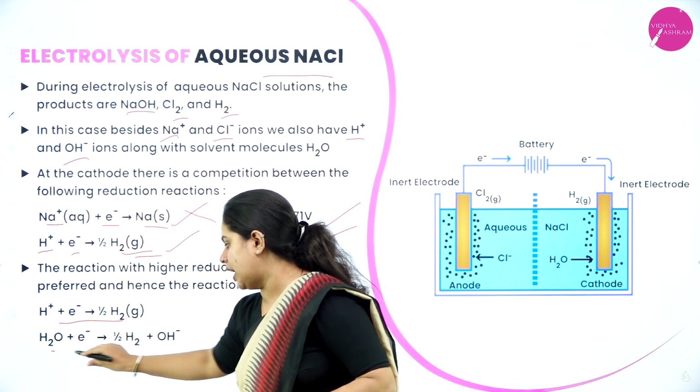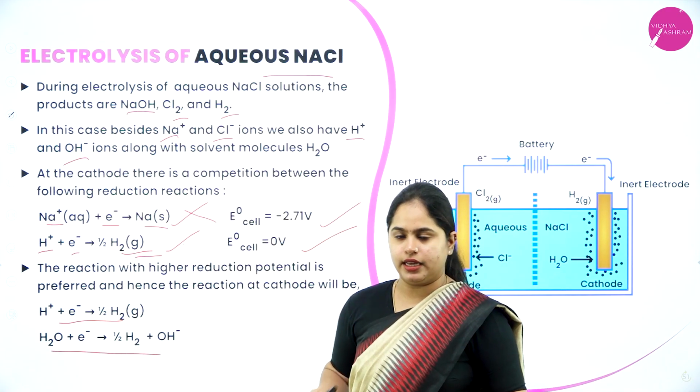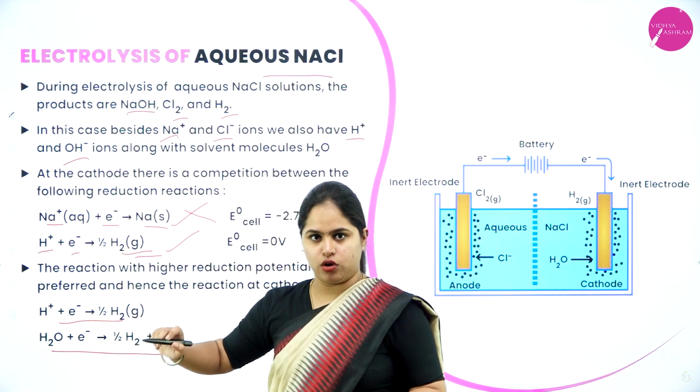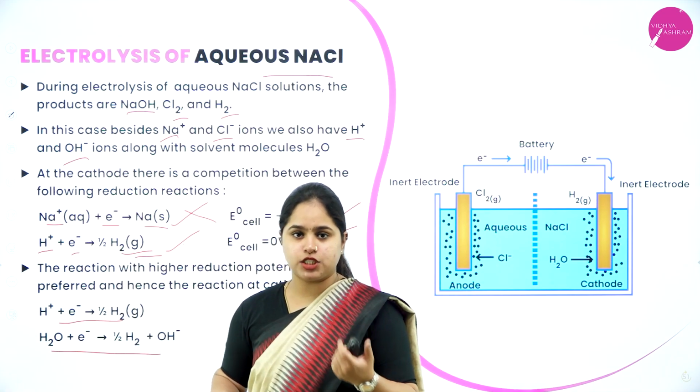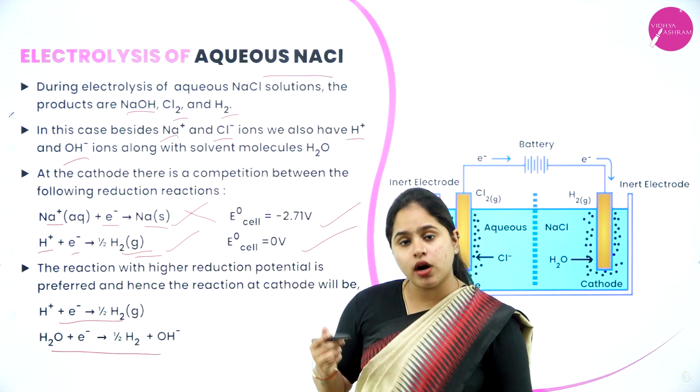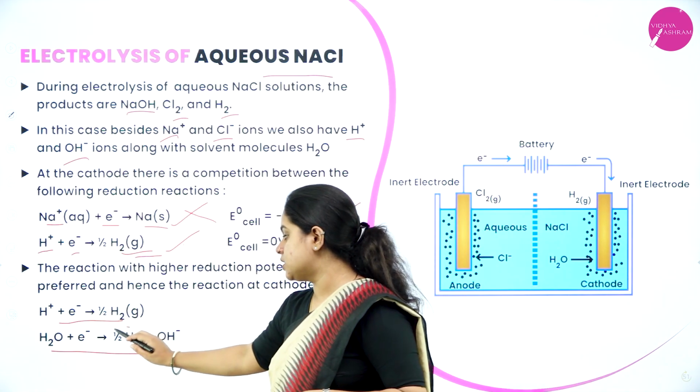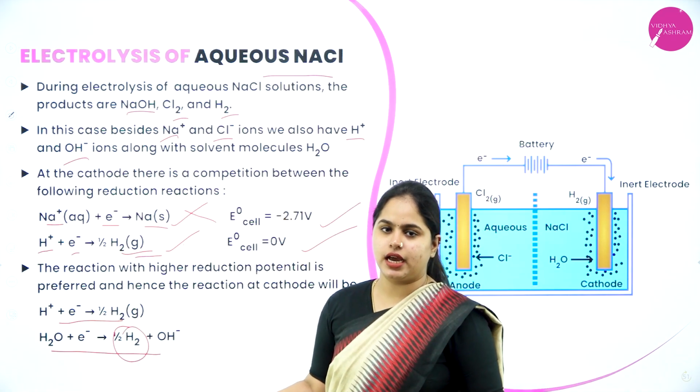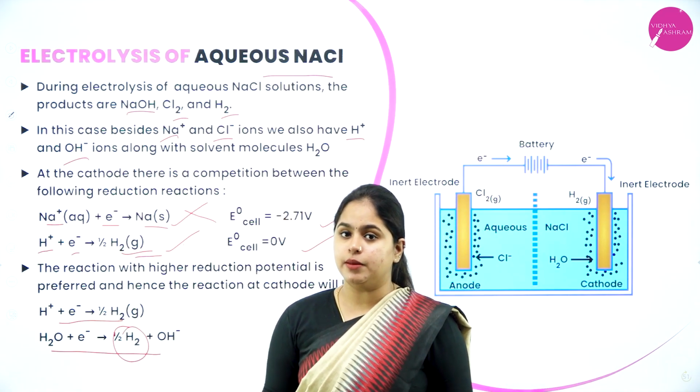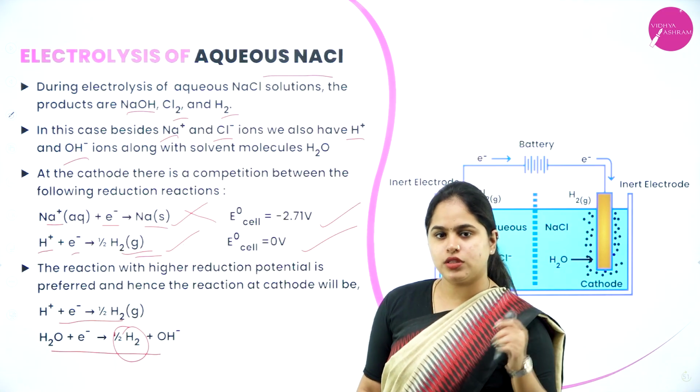So this is the reaction that you have to be writing here. Water accepts electron. Don't write this one, that is H plus accepting the electron. It is water which accepts the electron and forms hydrogen gas and OH minus ions. So hydrogen gas will be liberated at the cathode. So this part is clear.